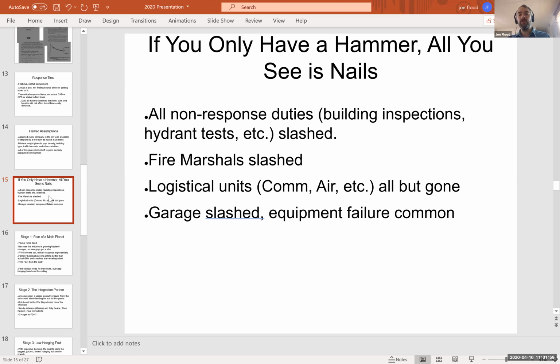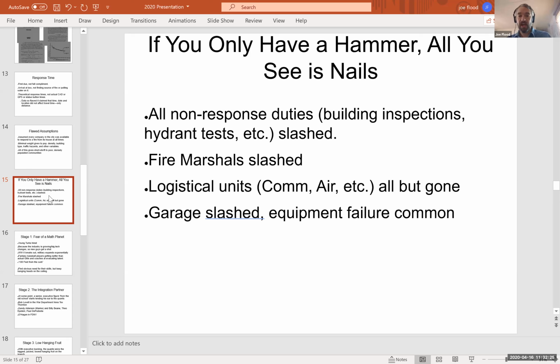So all non-response duties, like building inspections for fire hazards, hydrant tests, stuff like that, were completely slashed. There was only one variable they were keying in on: response time. You slash building inspections or hydrant tests, it doesn't hurt your response time. Great, no problem. Of course, that's crazy, right? If you're not testing hydrants, some of them don't work. If you're not looking out for fire hazards, they're going to result in fires.